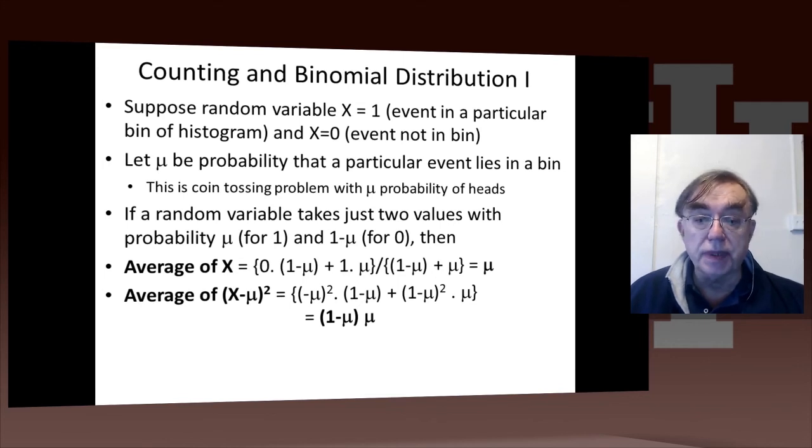If we have lots of bins and lots of events, then the probability for any one bin, looking at one bin here, that one event lies in that bin is small. So this number mu is small, the number 1 minus mu is big. So these are not normal coins with equal probability of heads and tails. These are coins where the probability of heads is very low.